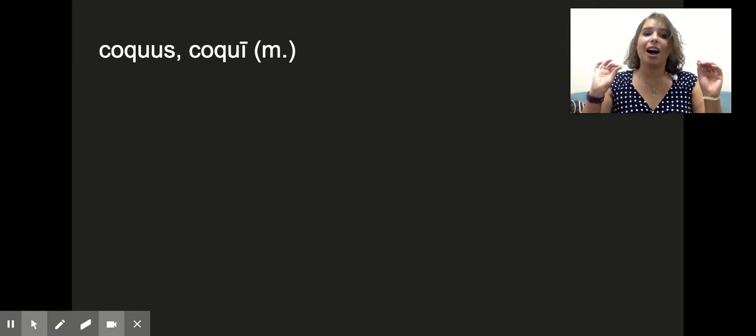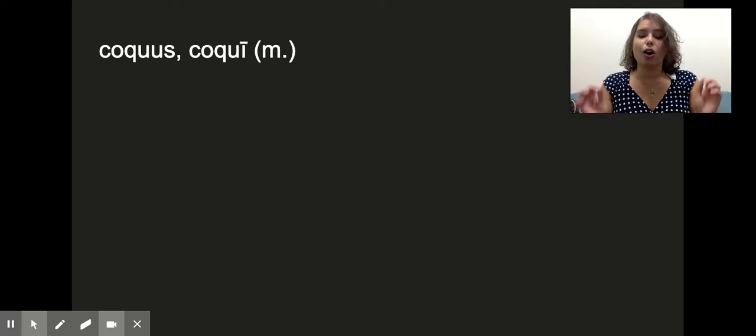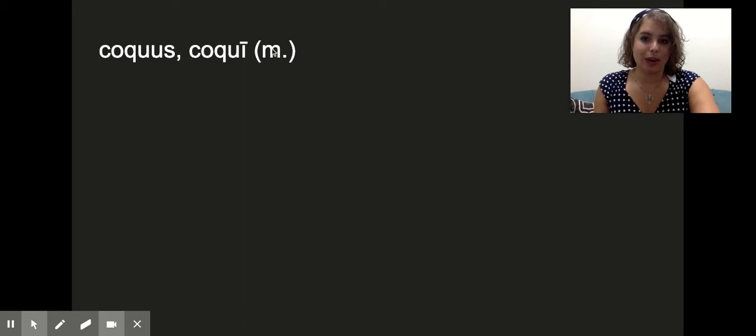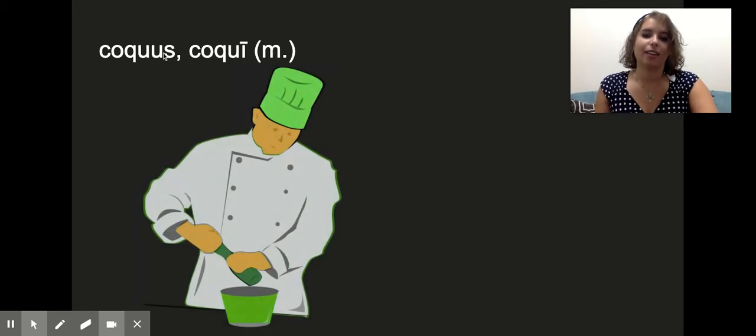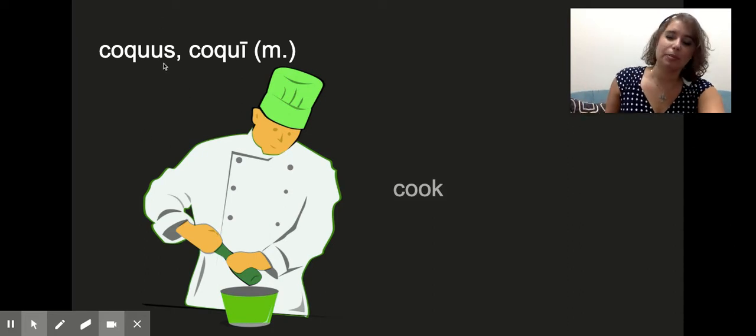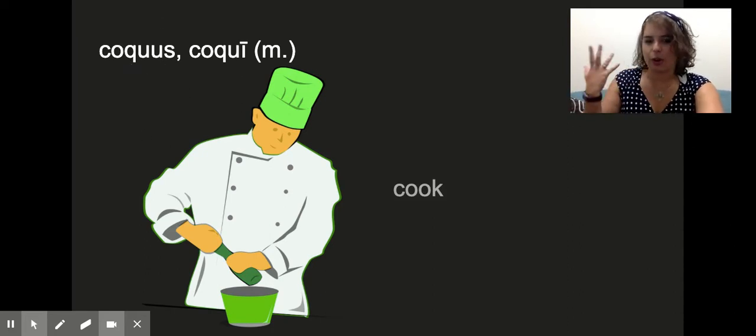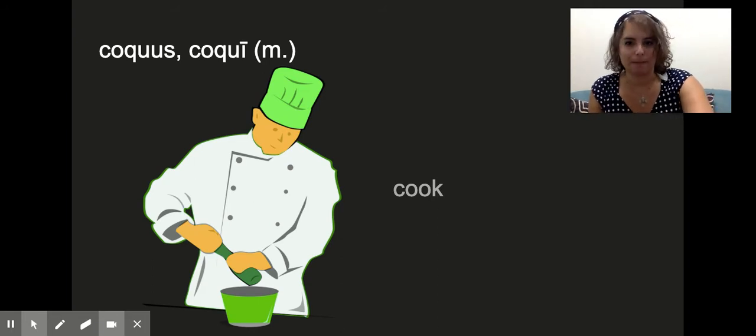But coquus, coqui, masculine. This particular word is masculine. This is our word for a cook. It's kind of similar to our word for a cook. Coquus, cook. It sounds similar, so hopefully that can help you remember this one.